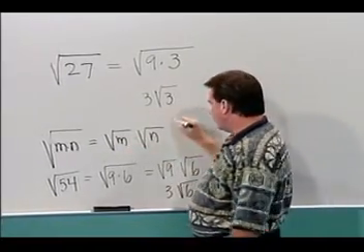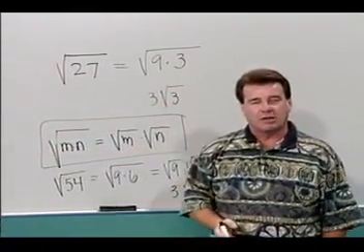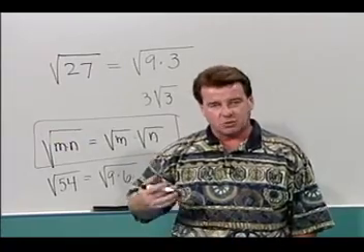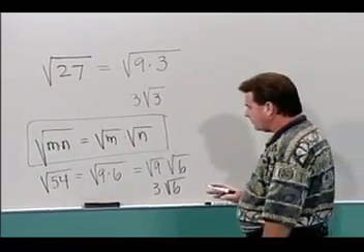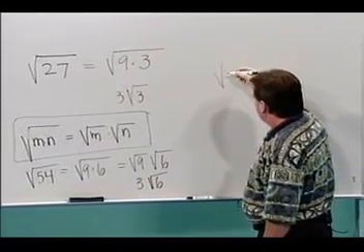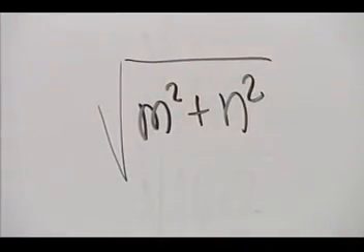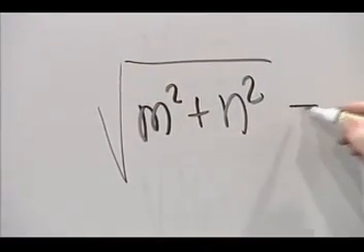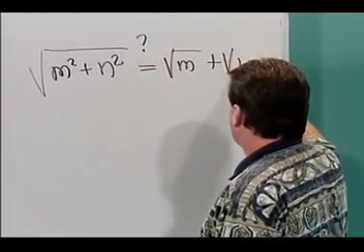So what we have here is a little property that you may have had to learn in your algebra class. The square root of mn is equal to the square root of m times the square root of n. Now, I bring that up for a reason. Sometimes someone might ask, what if I have the square root of m squared plus n squared? So I have an addition problem. Is that equal to the square root of m plus the square root of n?